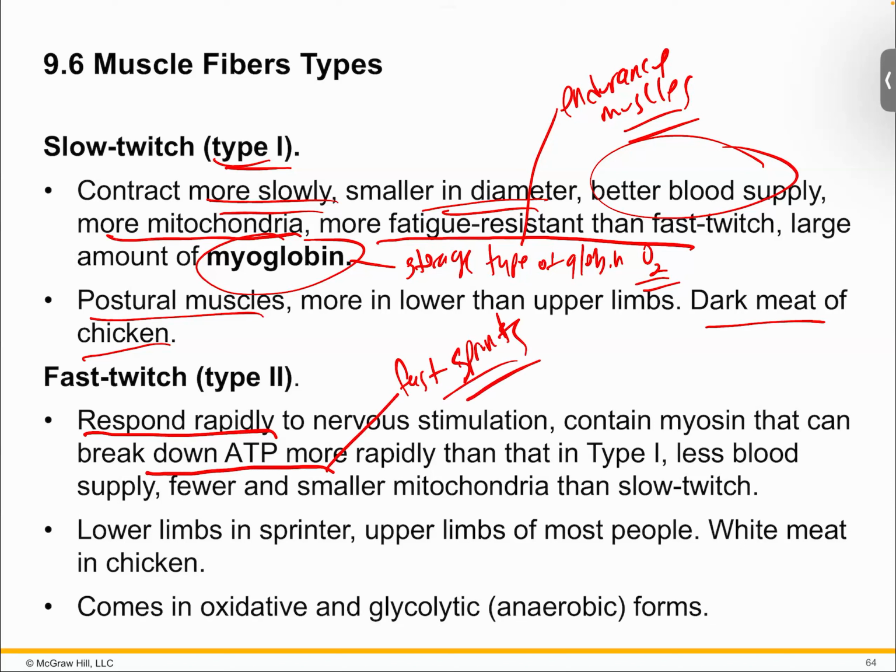So if you're responding quickly, guess what? You're going to need less blood supply, right? Because you're responding very fast. You're not an endurance thing. There's going to be fewer mitochondria. You're not going to need as much oxygen as slow twitch because you're going to be doing this very, very quickly. Now, these are basically sprinter muscles, right? Lower limb legs, the upper limbs of most people. This is your white meat for all you chicken lovers, right?